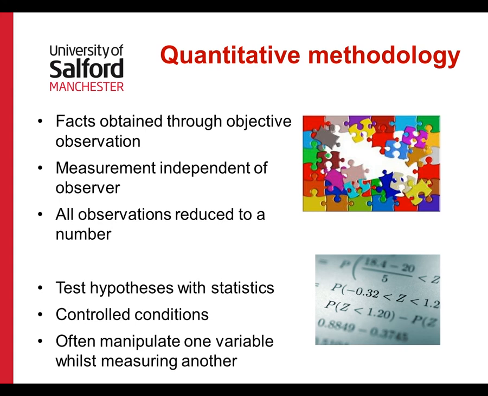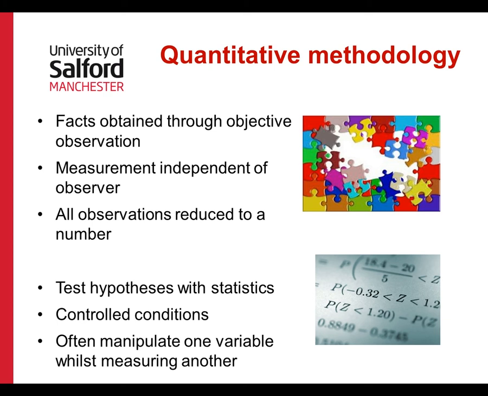Another key attribute of quantitative methodology is that your facts or your experimental observations must be obtained objectively. So what we mean by that is that if different people made the same observation, there should be no bias, they should get exactly the same answer. So those measurements should be independent of the observer. Another key thing that differentiates quantitative with qualitative methodology is that all the observations need to be reduced to a number.